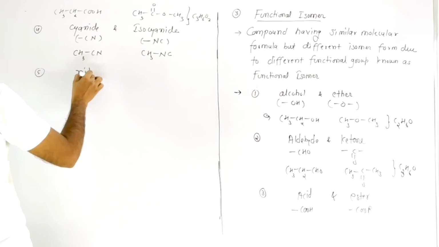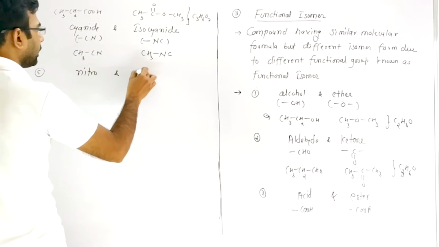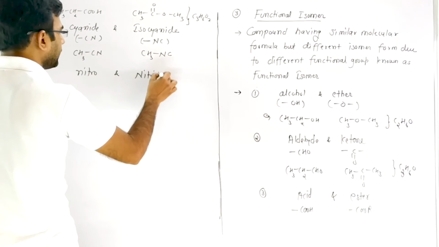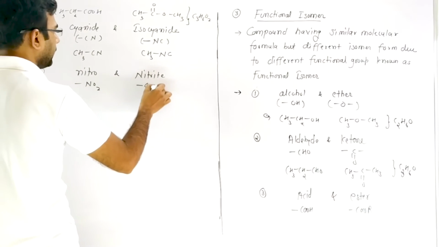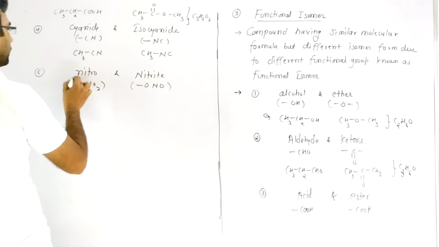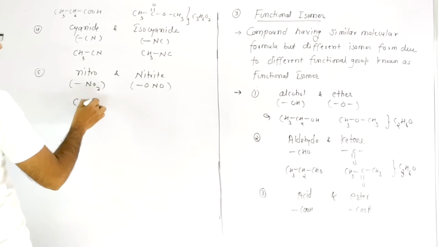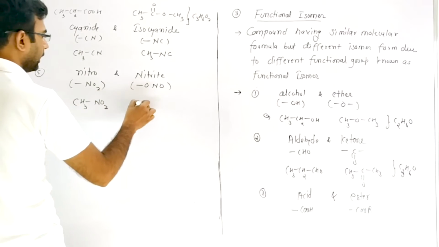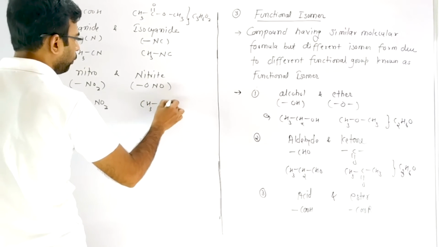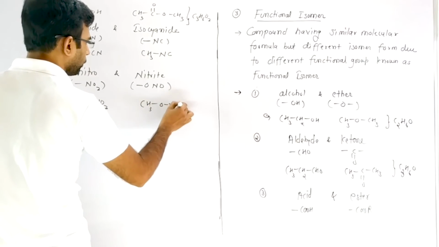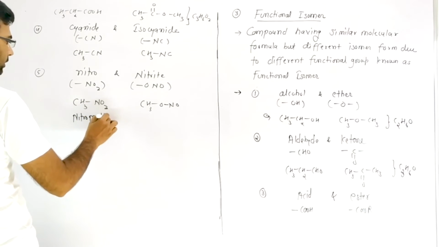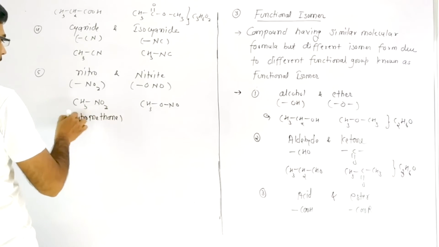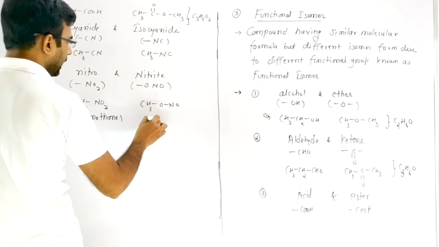Similarly, nitro and nitrite. Nitro has the NO2 group and nitrite has the ONO group. We have the formula CH3NO2 and we have the formula CH3ONO. So these are nitromethane and methyl nitrite.